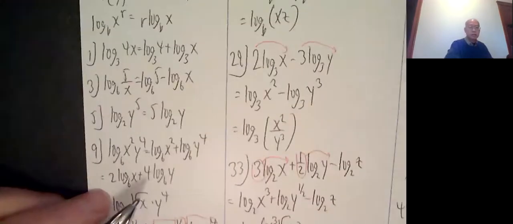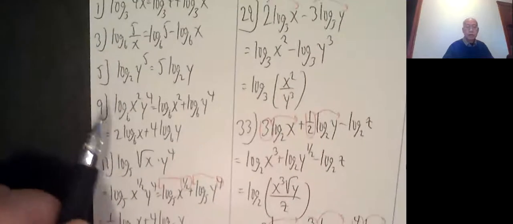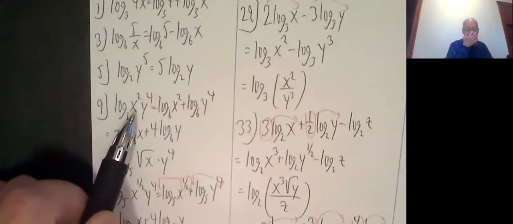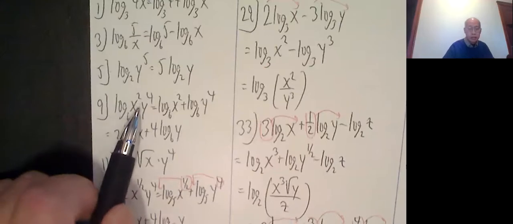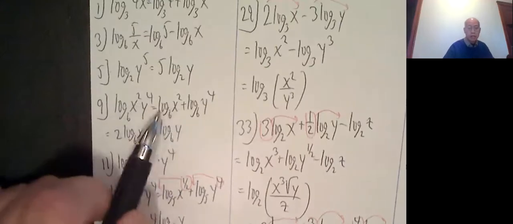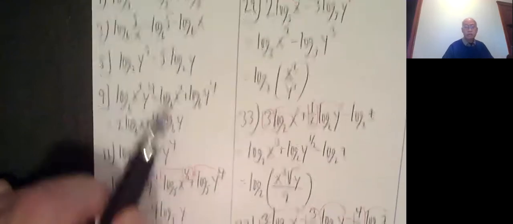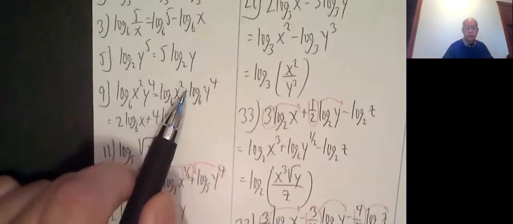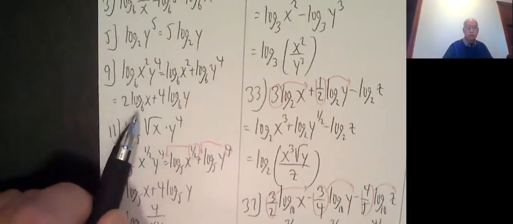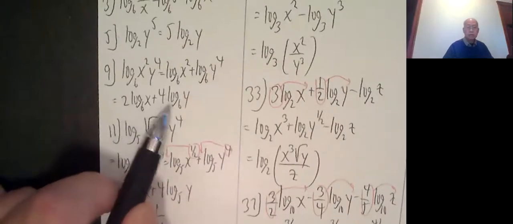Now we have various combinations of them. Question 9, log base 6 of x squared y to the 4th. Okay, since this is a multiplication, it's a product, I write it as a sum, log base 6 of x squared plus log base 6 of y to the 4th. And then the 2 and the 4 can come down in front as coefficients. So 2 log base 6 of x plus 4 log base 6 of y.